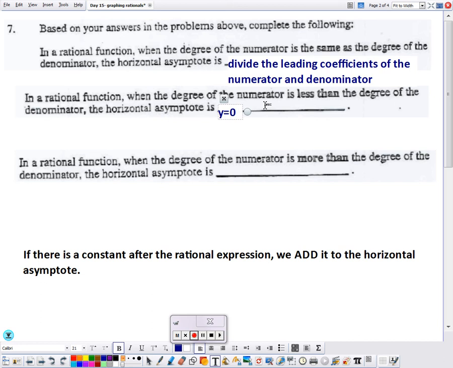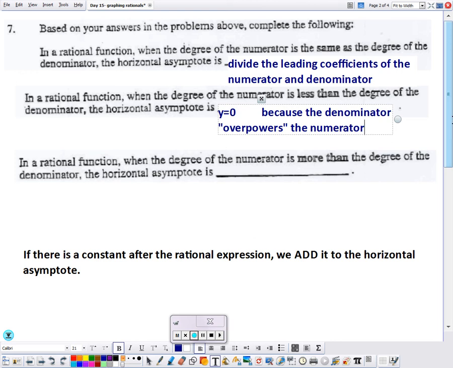because the denominator, in a sense, overpowers the numerator. Now, the last situation is where the numerator has a higher degree. Then we have no horizontal asymptote. And the reason for that is because you can divide the numerator and denominator.